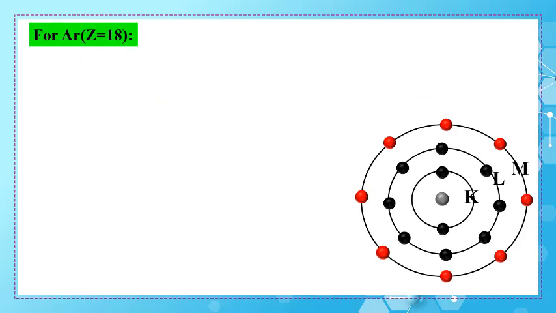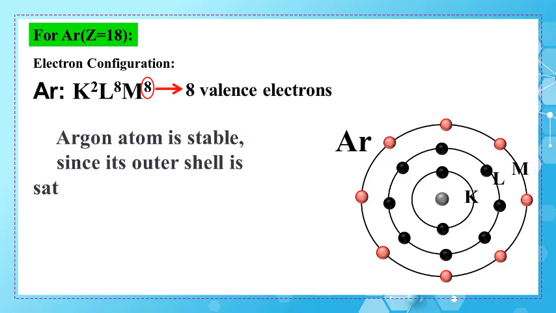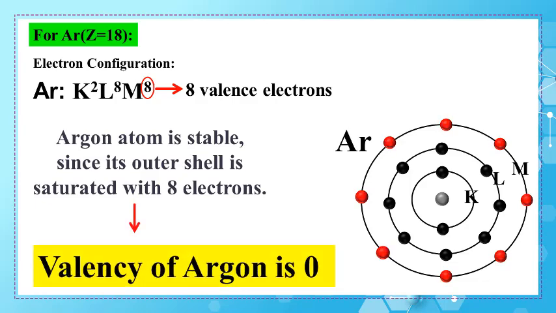Starting with argon having Z equal 18, the electron configuration of argon is K2L8M8. It has 8 electrons in its valence shell, so it has 8 valence electrons. So the argon atom is stable since its outer shell M is saturated with 8 electrons. So we can say that the valency of argon is 0. It doesn't need any more electrons to be saturated.